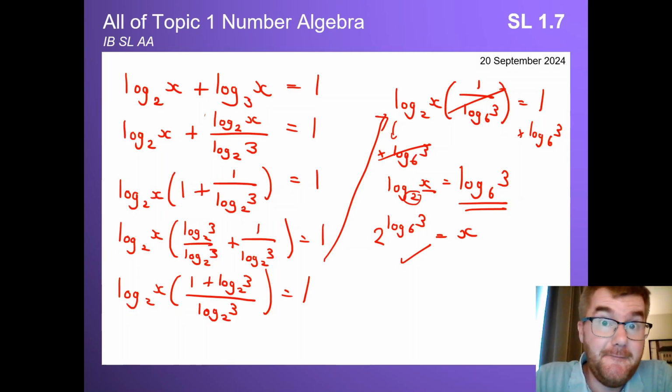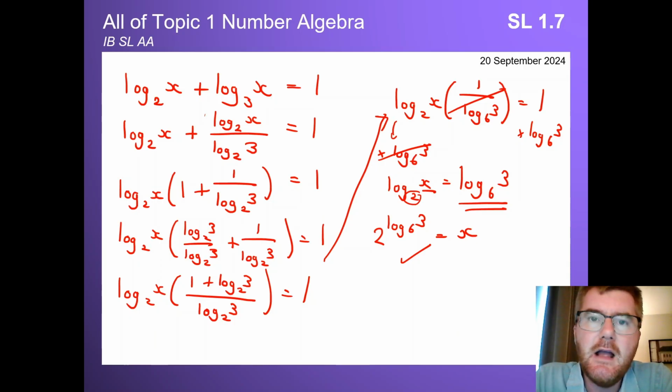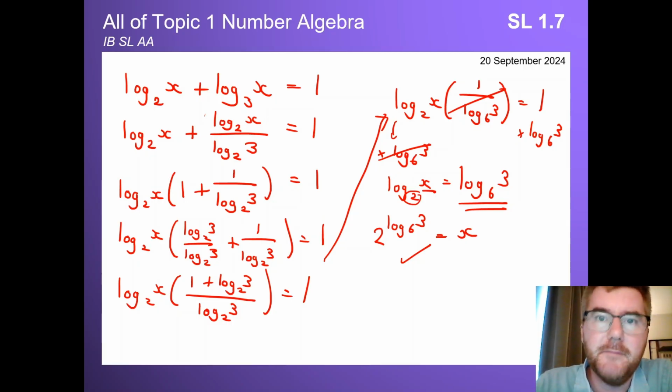Again, definitely you can feel the difficulty level rising. This is a top end SL question, obviously HL is probably a medium star question, but it shows you how confident you really need to be with working with logarithms.